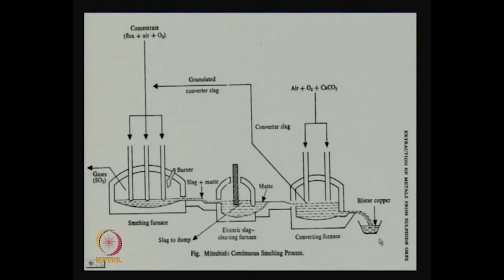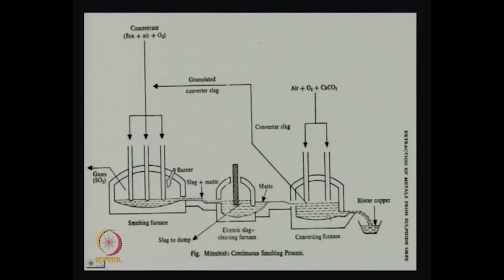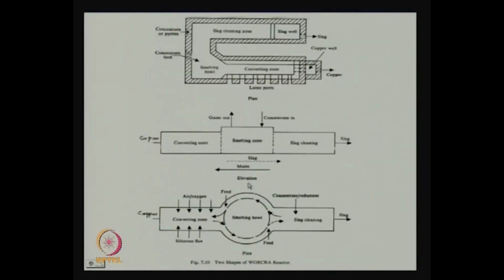Now, this is a kind of continuous process in the sense that concentrate is continuously fed and blister copper continuously comes out, but the whole thing is not a single reactor. But this is easier to operate, because you can maintain a very high oxygen partial pressure in one reactor, the oxygen partial pressure required here is low, and here is a conditioning compartment where you have the PO2 you need in order to recover copper. So, this is the Japanese process, but this is not the ideal solution.